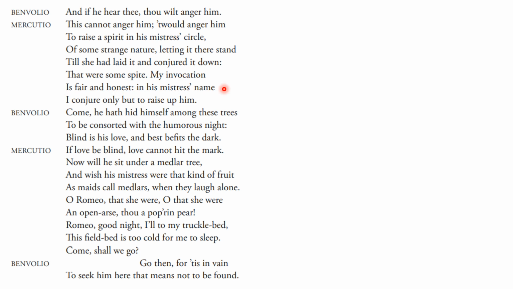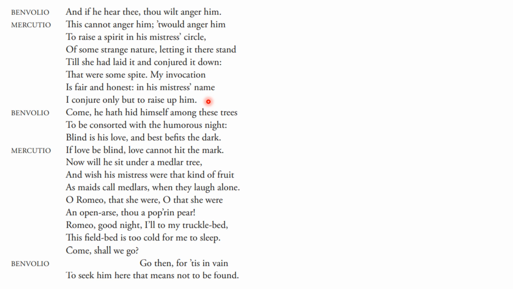He says, "In his mistress's name, I conjure only but to raise up him." He says that all I'm doing is saying the name of the woman that he loves, to lure him out of the darkness, that Romeo is in a dark place due to his love.